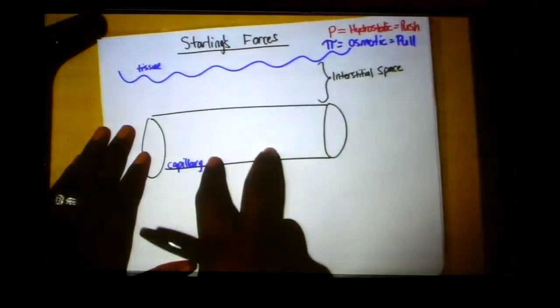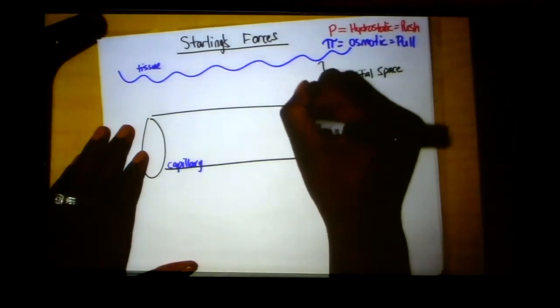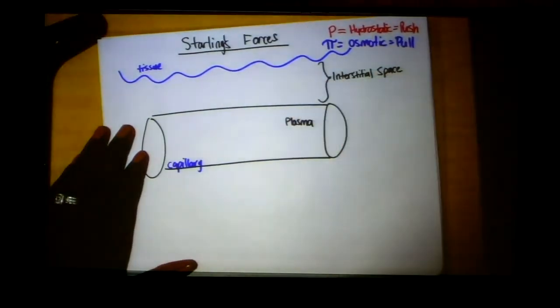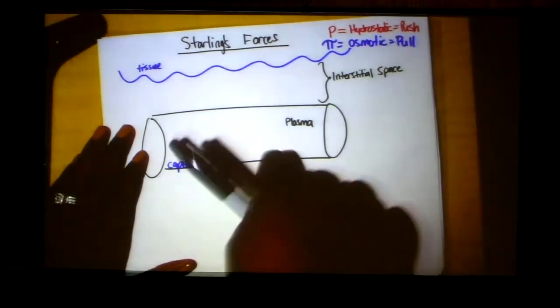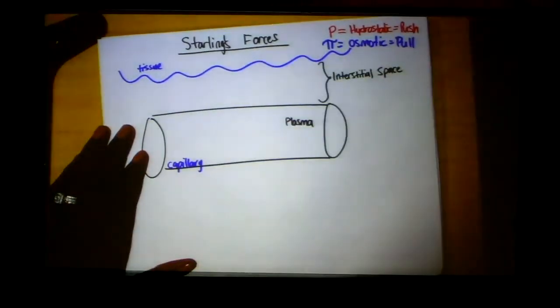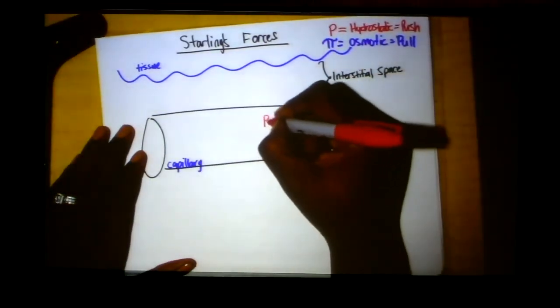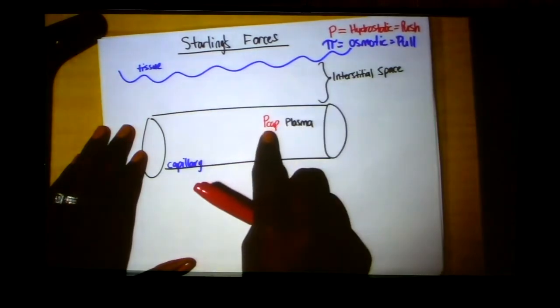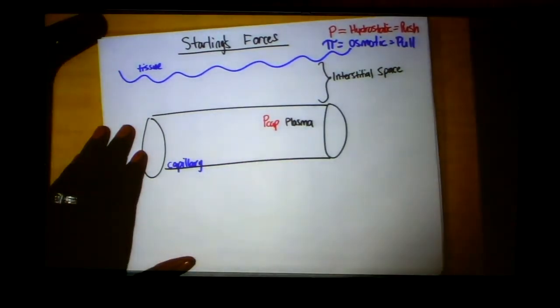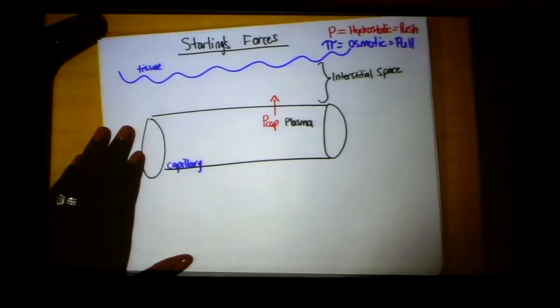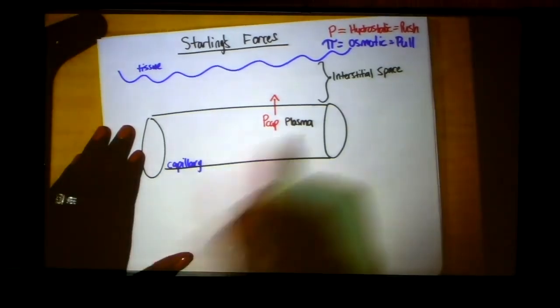Now, in the capillary, we have plasma. Because this is a fluid present inside the capillary, it exerts the capillary hydrostatic pressure. That's our first hydrostatic pressure, represented by a large P and then CAP, representing where the pressure is found. And this is a push force, so the direction of this force is out of the capillary. It's a pushing force, pushing fluid out of the capillary, and it's created by the presence of plasma in here.